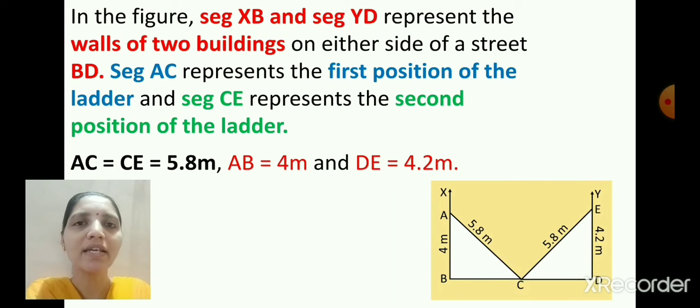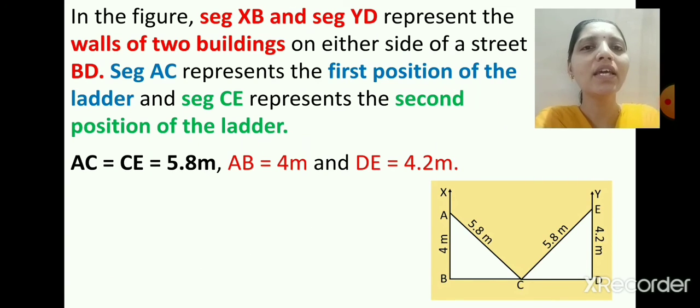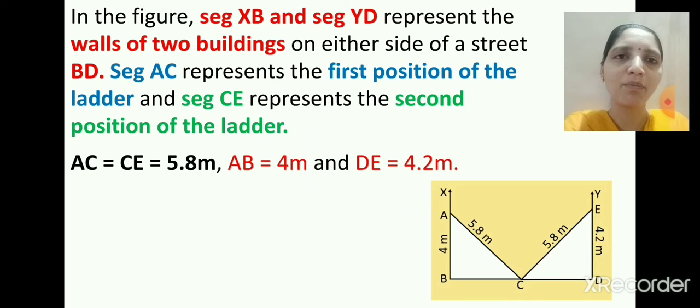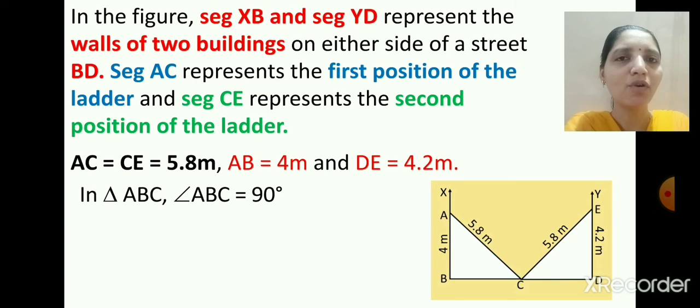AC is equal to CE is equal to 5.8 meters. Now AB is equal to 4 meters and DE is equal to 4.2 meters. Therefore, in triangle ABC, angle ABC is 90 degrees because a wall will always be at 90 degrees, or perpendicular, to the horizontal surface. Therefore, angle B will be 90 degrees.